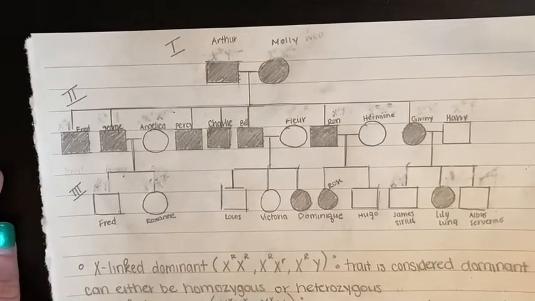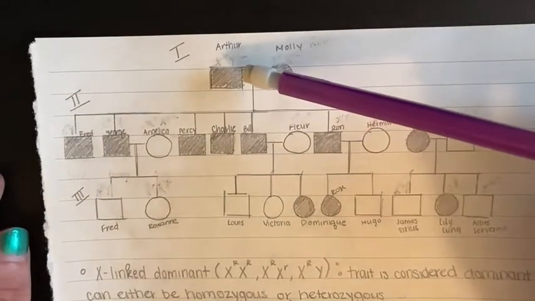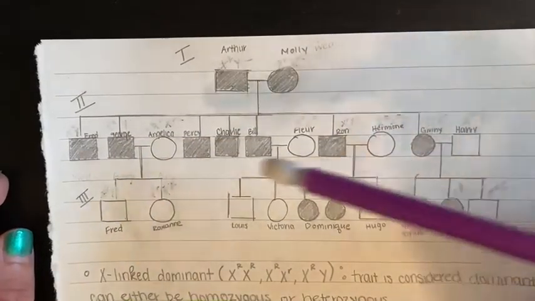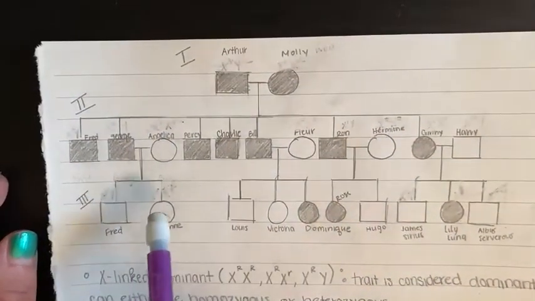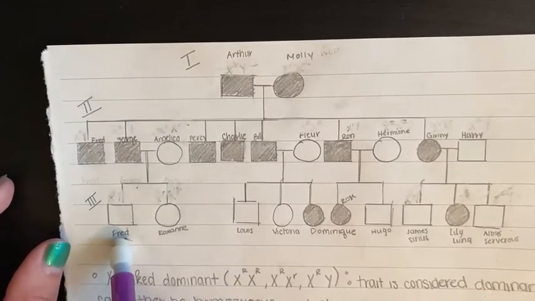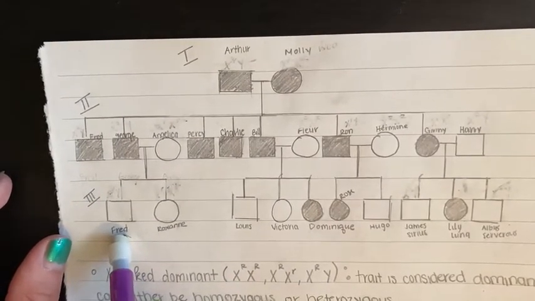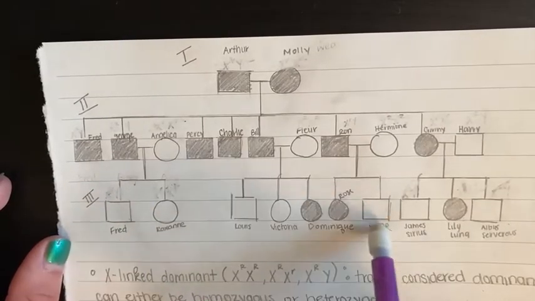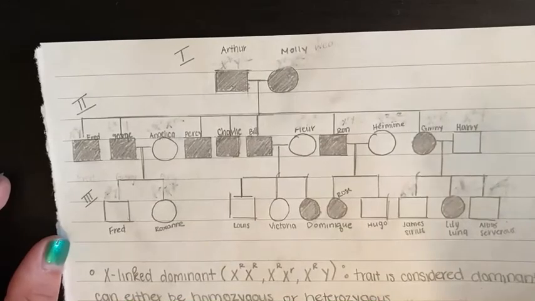Now we're going to look for Y-linked traits. As you can see, Arthur is shaded, and so are all of his children for generation 2. But as soon as we look at George and Angela's children, you can see that Fred is not shaded, which means it's not a Y-linked trait because it passes from father to son.